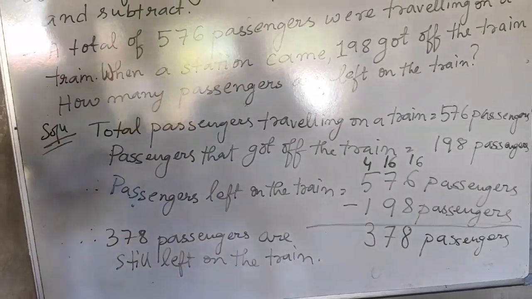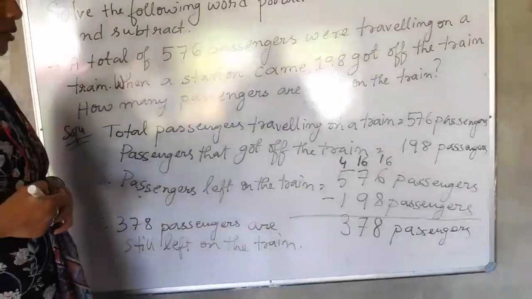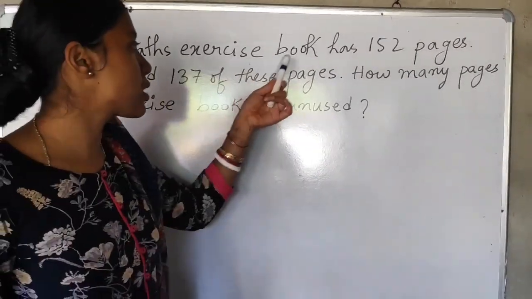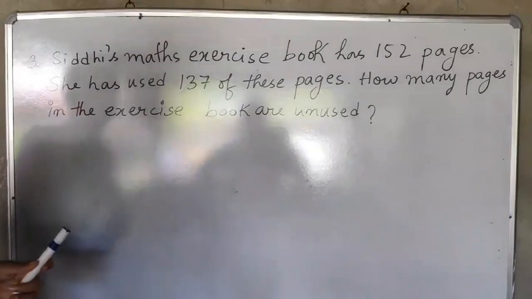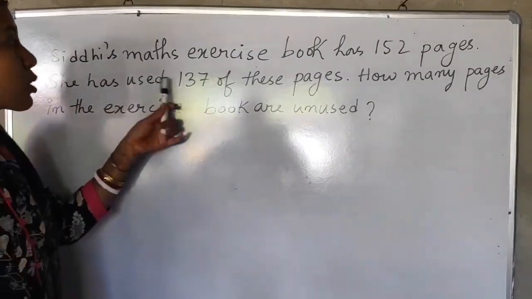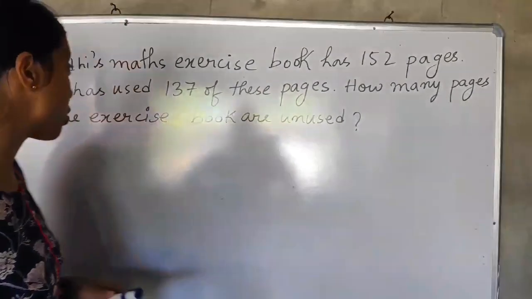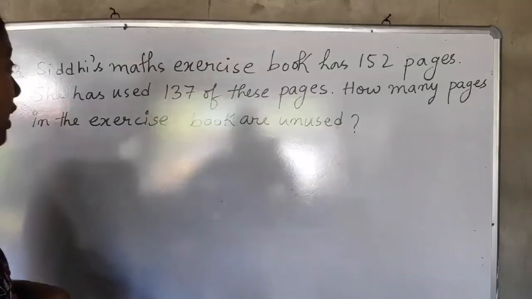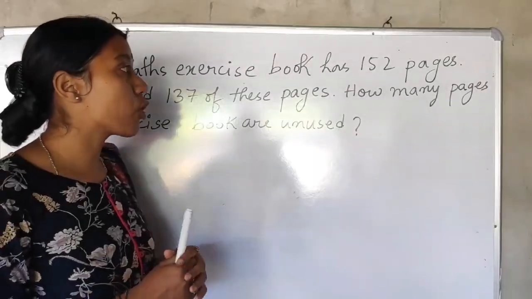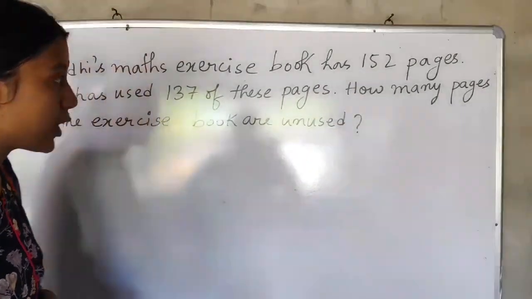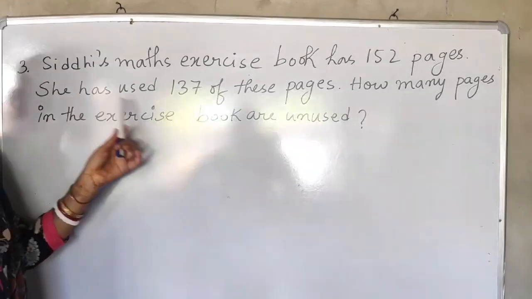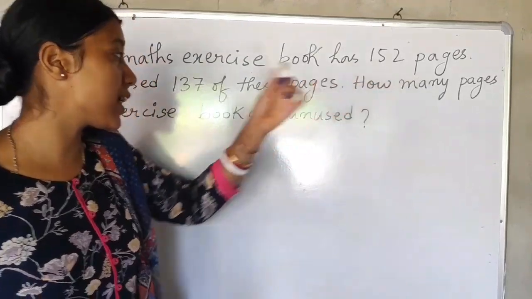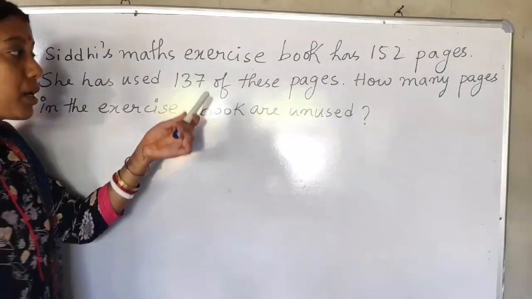Okay, so question number 2 is also solved. Now question number 3. Question number 3 is what? Siddhi's maths exercise book has 152 pages. Okay, she has used 137 of these pages. So Siddhi's maths exercise book means maths copy. In Siddhi's maths copy there was how many pages? 152 pages. Okay, she has used 137 of these pages. So from 152 pages, Siddhi has used 137 pages.